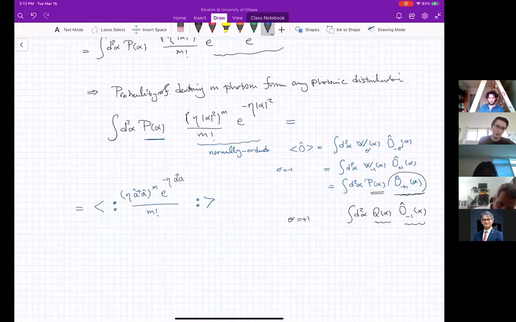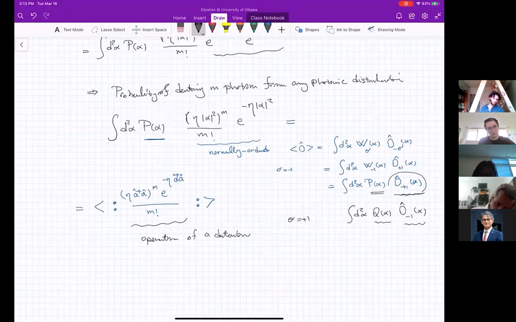Is that some kind of thermal state? No, it's not a thermal state. This is the operator of an inefficient detector, or a detector with an efficiency of eta. So this is the operator. Just a question: why is this a normal order? How is this a normal order? Because there's an A before an A dagger.